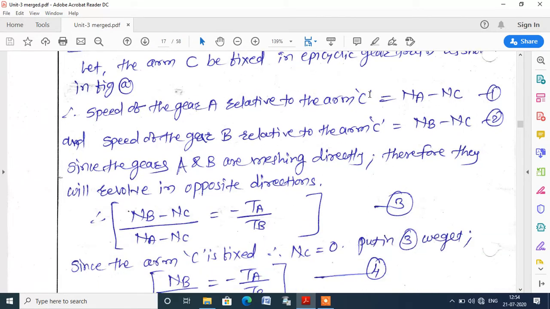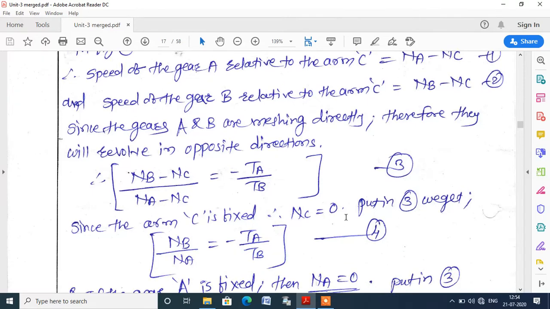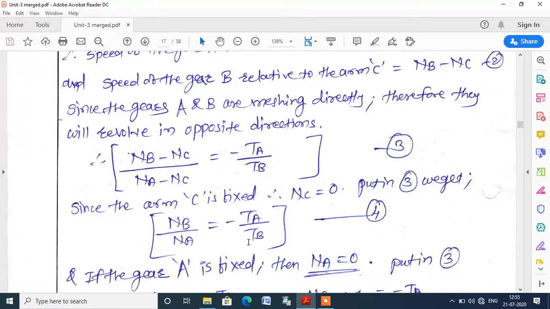So NB minus NC, if you take speed of B upon speed of A, is equal to number of teeth on A divided by number of teeth on B. So here NB minus NC upon NA minus NC is equal to minus TA by TB. Equation number 3. Since the arm is fixed, if anything is fixed, the speed is 0. So NC equals 0. If you put 0, then we will get NB upon NA is equal to minus TA by TB. So this equation we got.